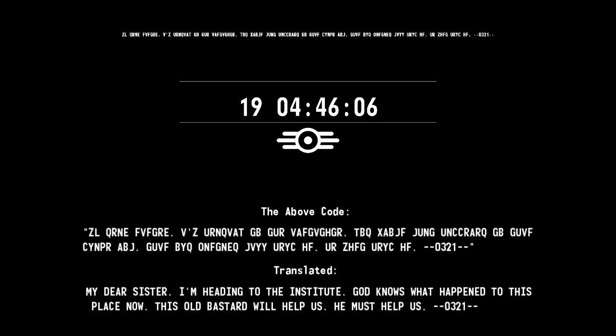There's also some text on the screen that, when converted back to English, reads, "My dear sister, I'm heading to the Institute. God knows what happened to this place now. This old bastard will help us. He must help us." And from that, we potentially get the setting for the game.